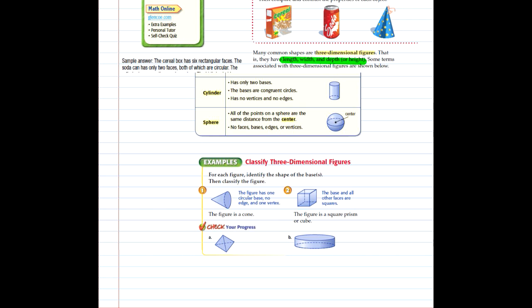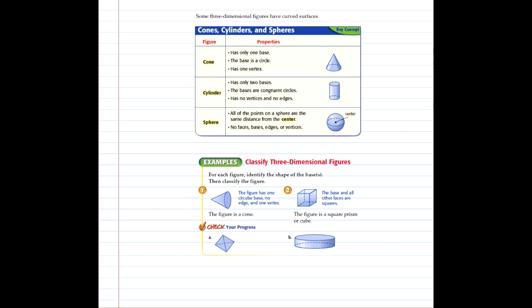Some three-dimensional figures have curved surfaces. A cone has 1 base. That base is a circle. It has only 1 vertex. A cylinder has 2 bases. They are both congruent circles. It has no vertices and no edges. A sphere: all points on a sphere are the same distance from the center. It has no faces, edges, vertices, or bases.